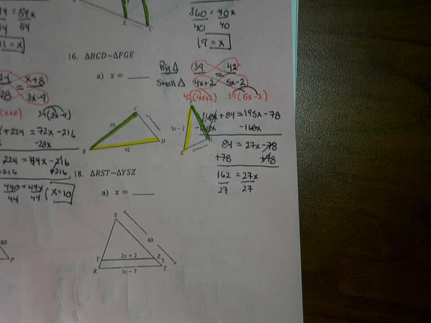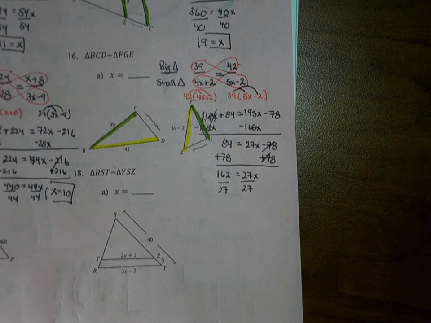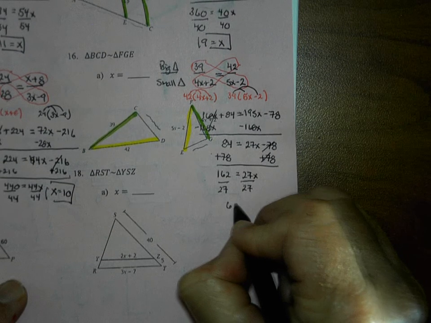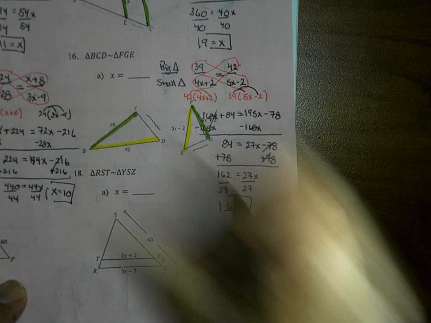162 divided by 27 gives me my answer of x is equal to 6. So that would be number 16. X should be 6, okay?